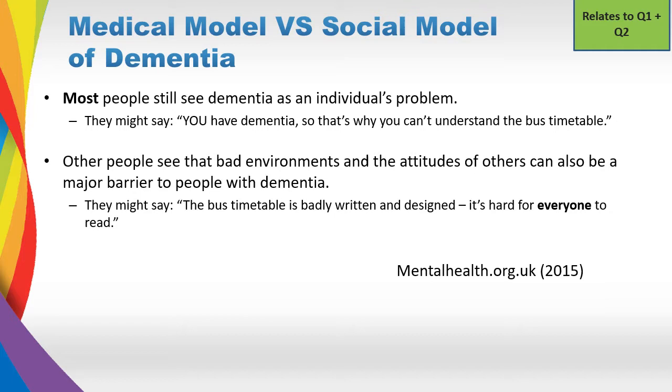Those people who think of the social model might say, well, the bus timetable is quite badly written and designed, and it's hard for everybody to read, myself included. You practically have to be a mathematician to work out some of these bus timetables. They say a bus comes at 10 to 8, 10 past 8 and half past 8, and then every 7 minutes until 4 o'clock. And you're there on your fingers trying to count, right, well, when's 7 minutes time? Or when's 15 minutes time? It's not the easiest thing to work out for anybody, let alone somebody who has a condition that is affecting their brain, such as dementia.